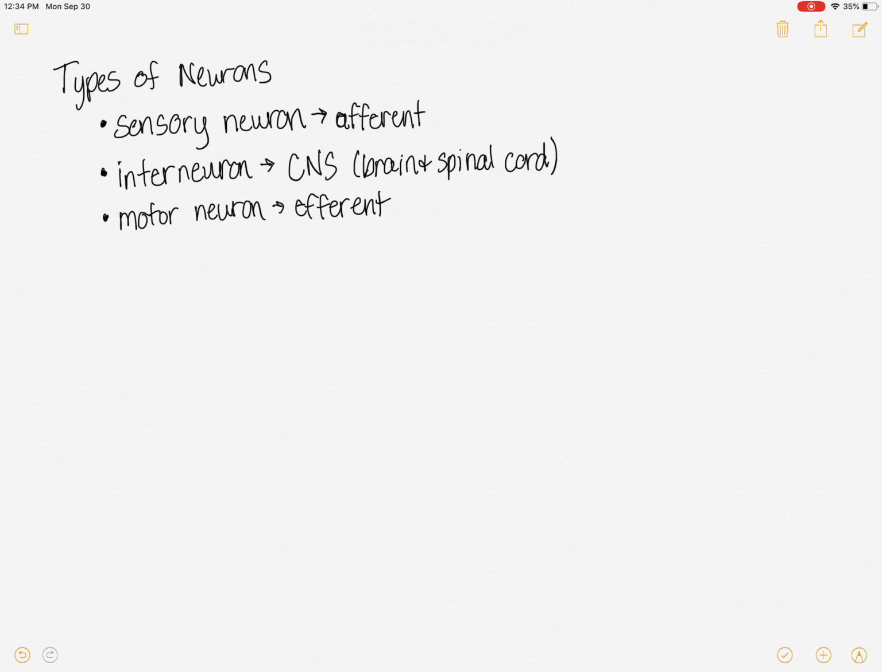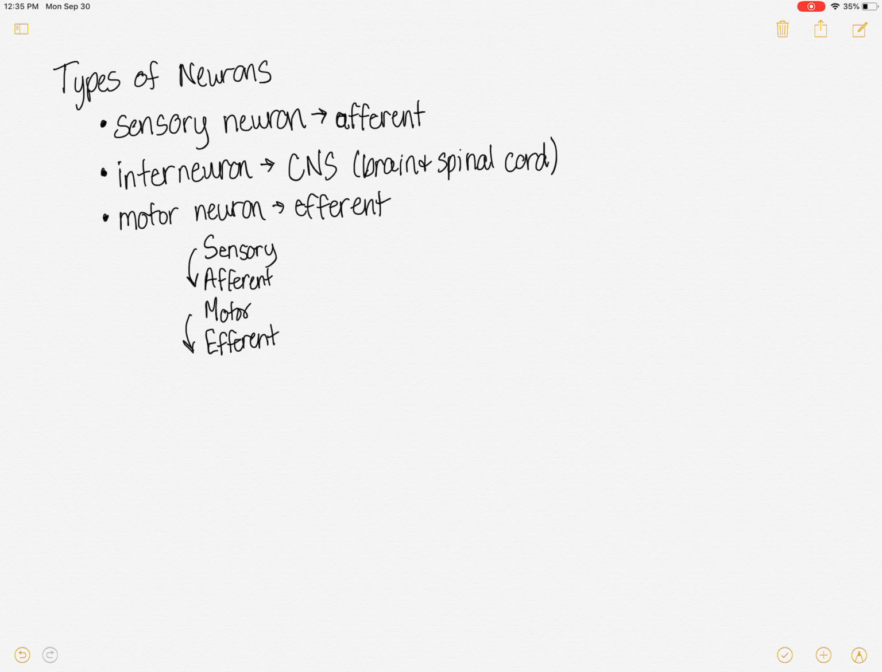So there is a way to remember this. The acronym is SAME. So sensory is afferent, motor is efferent. Okay, so that's the acronym that you can remember, that sensory is afferent, motor is efferent. And again, it's just in case you see it.